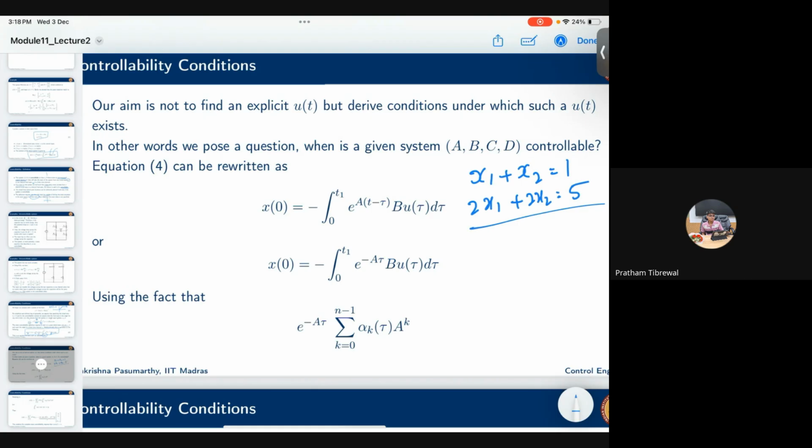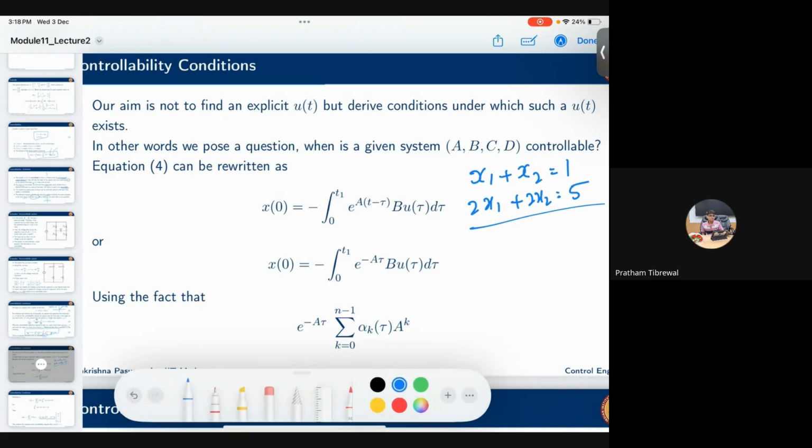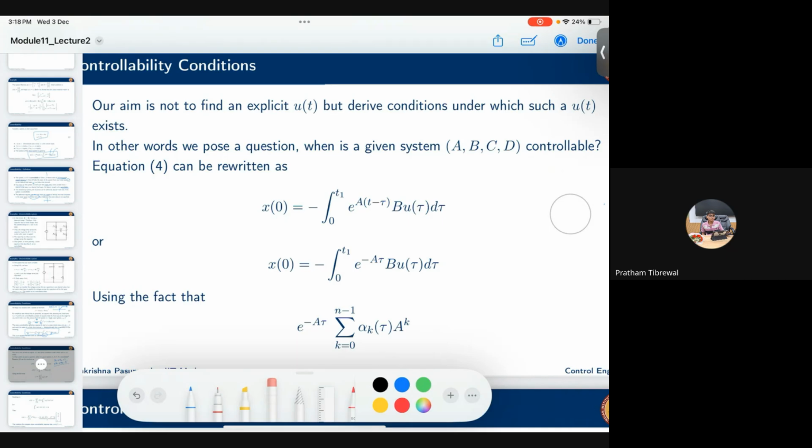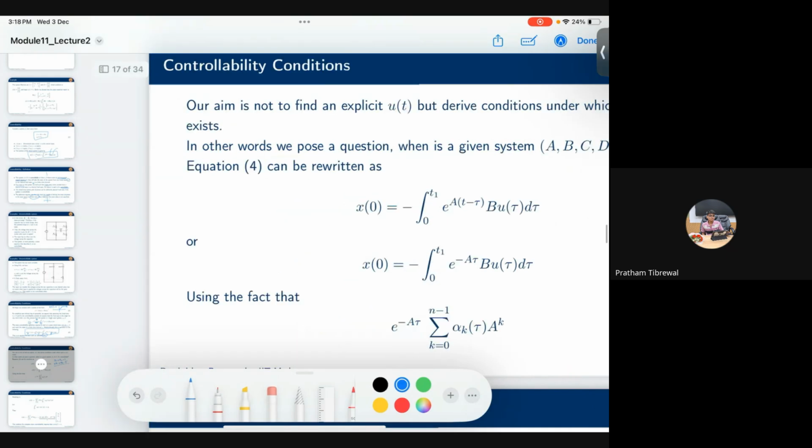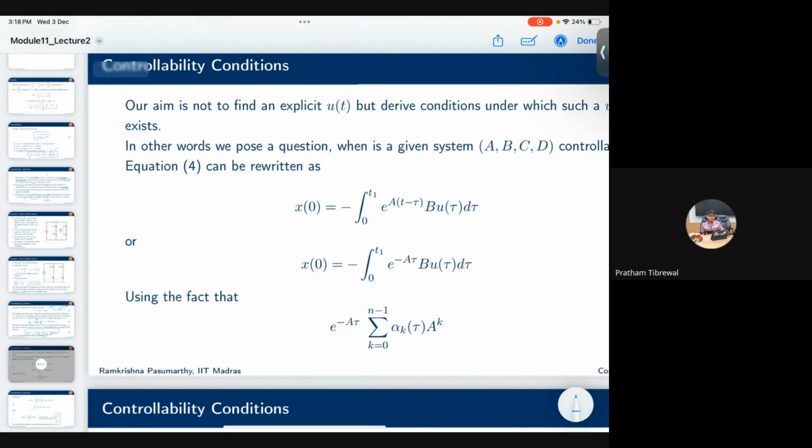It has a solution if the lines are not parallel, they will intersect. If the lines are parallel to each other, they will not even intersect, so there is no solution, right? In the same way, here I have an equation.